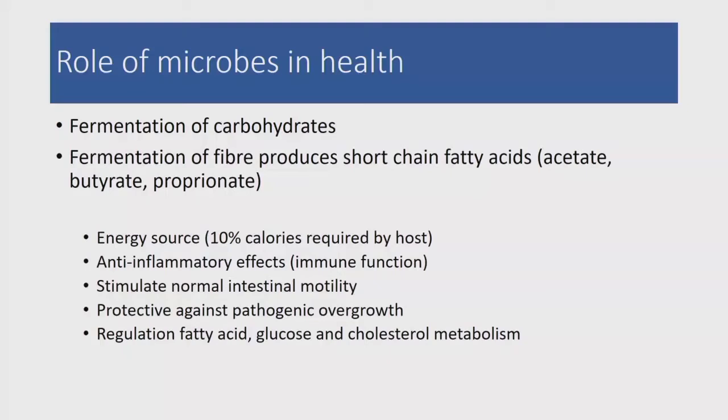It's responsible for fermentation of fibre to produce short-chain fatty acids, so acetate, butyrate and propionate. And these volatile or short-chain fatty acids are an energy source, contributing up to 10% of the calories of the host. They have anti-inflammatory functions directly on the colon, particularly butyrate. They will stimulate normal intestinal motility, and they'll also protect against pathogenic overgrowth. And again, particularly butyrate and propionate will be protective against clostridial overgrowth in the colon by shifting the pH. And they're also considered to be quite important for regulating fatty acid, glucose, and cholesterol metabolism.